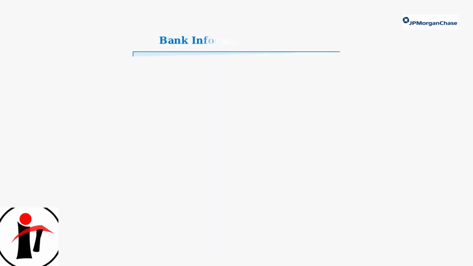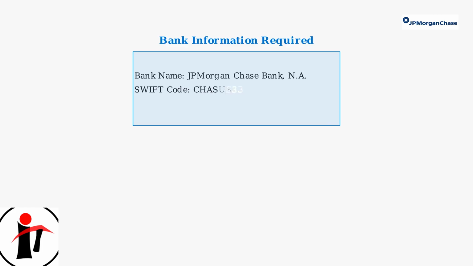To receive an international wire transfer to your Chase Bank account, you need to provide the sender with specific banking information. Let's go through each required piece of information step by step. First, you need to provide the bank information. The bank name is JP Morgan Chase Bank NA.